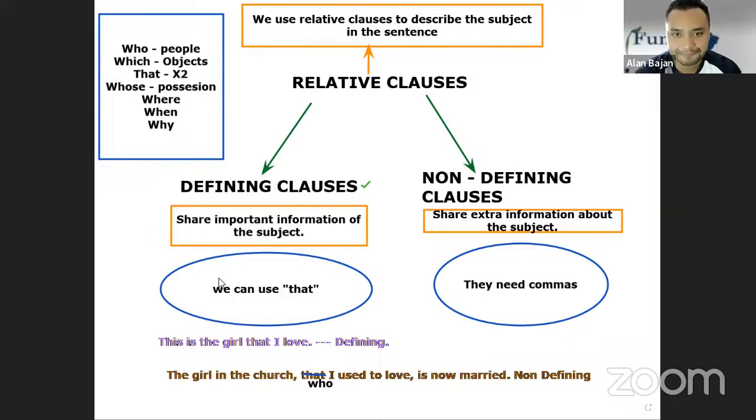Questions so far? Yeah, I got a question. Ask your questions. Yes, Mr. Quiroz. In the non-defining clauses, could I use which instead of who, like a change? Instead of, for objects, you can use which. For people, you better use who. Who, okay.